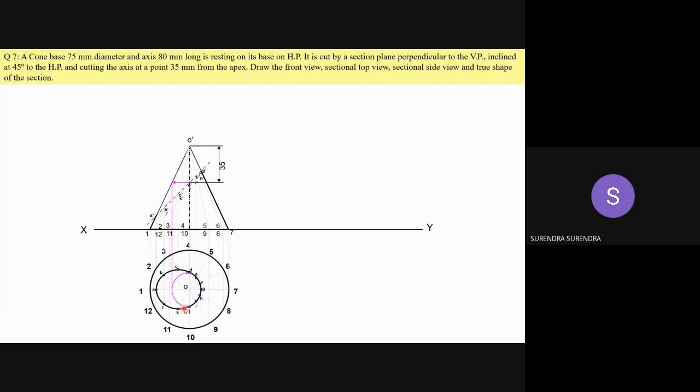So do you have any doubts up till now? How to draw? Yes. Any doubts? No, sir. No, sir. Okay.